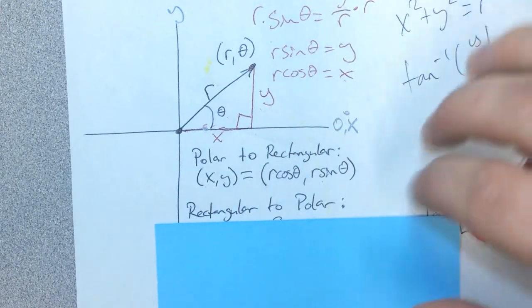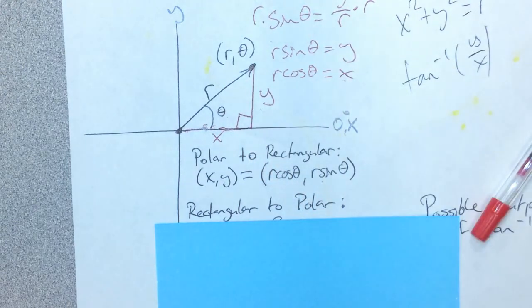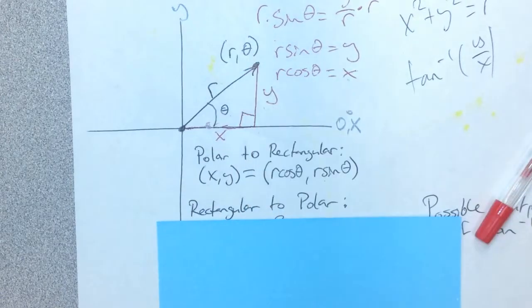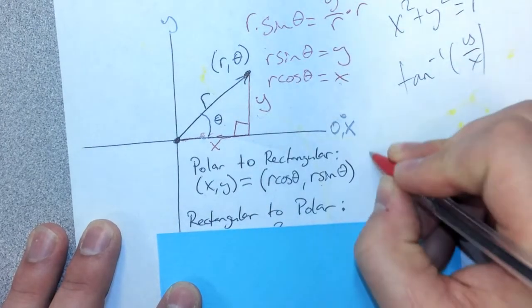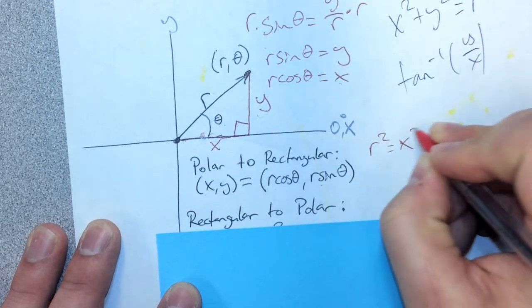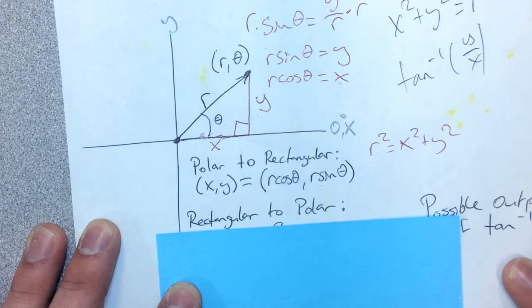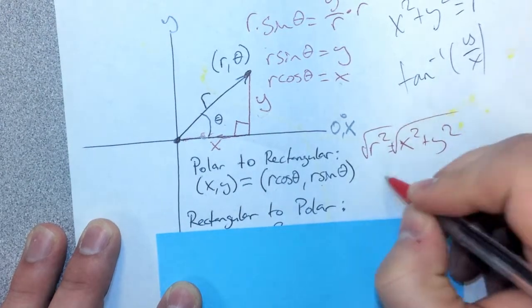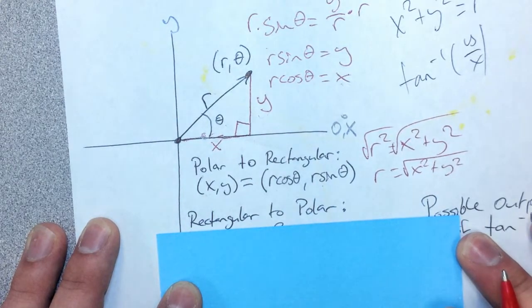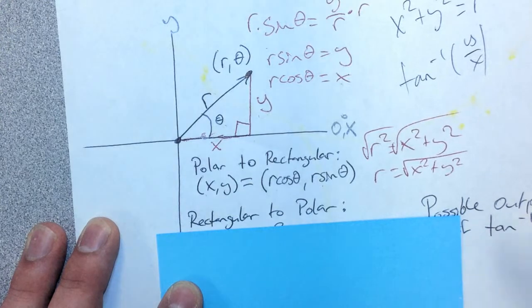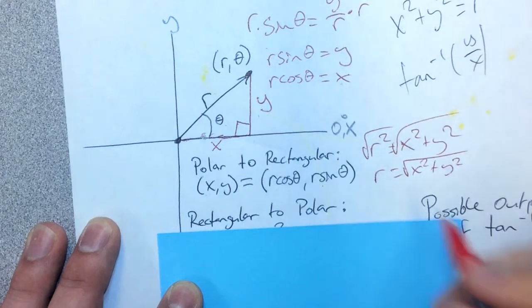Any ideas of how to find r here on a right triangle? If I have a right triangle and I got my legs, x and y, how could I find r? Pythagorean theorem. So r squared would equal x squared plus y squared. Then r by itself would just be the square root of x squared plus y squared. Does that look familiar? That's the magnitude of a vector, the x component and the y component. So that's how we'd get r.